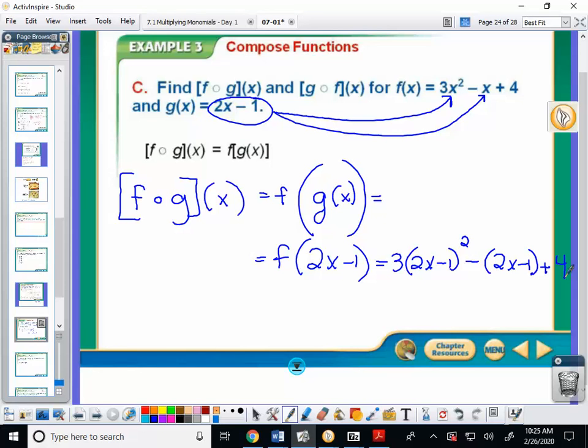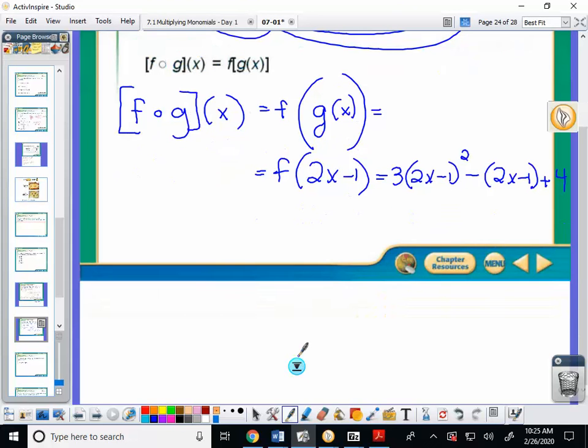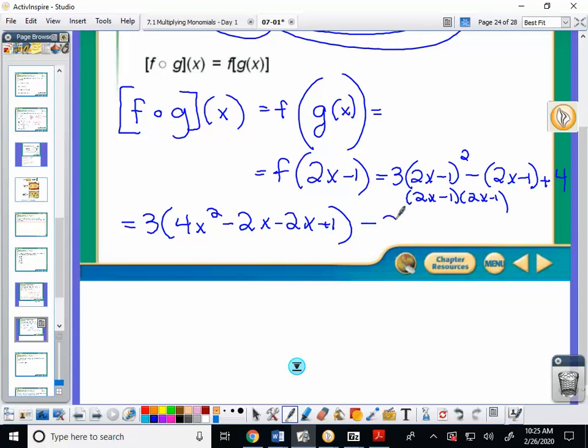Okay, so we've got a lot of work to do to simplify this. I have a binomial squared. What do I have to do here for binomial squared? I have to FOIL. I'm going to bring my work over here. I need more room. So I've got my 3 still. When I FOIL 2x minus 1 times 2x minus 1, I'm going to get 4x squared minus 2x plus 1. Go ahead and distribute my negative 1 here. So I have negative 2x plus 1 and then plus 4.